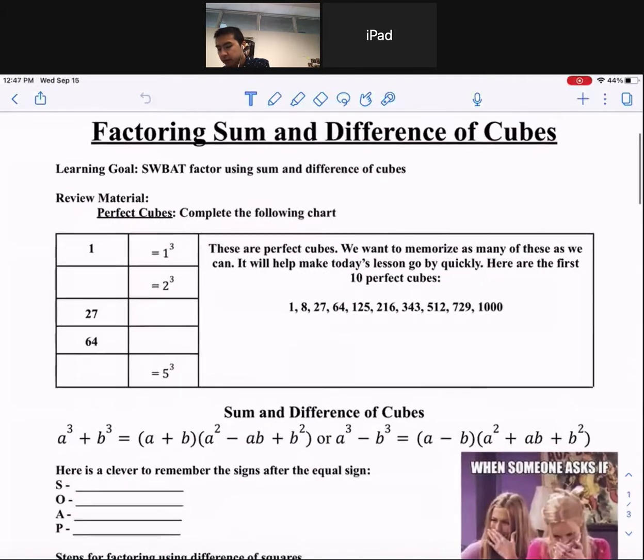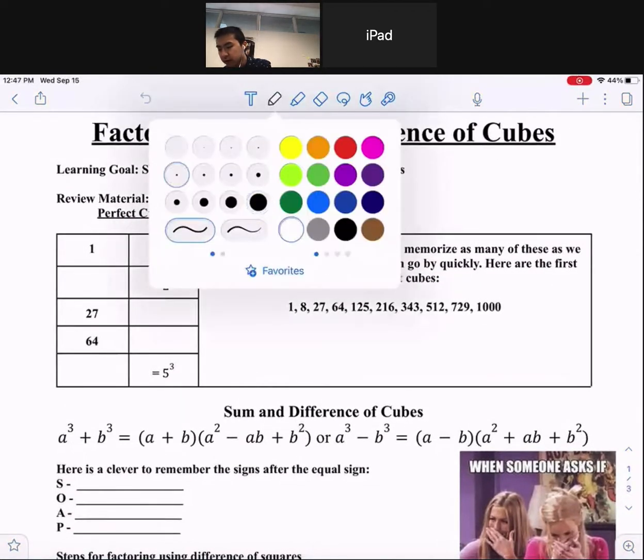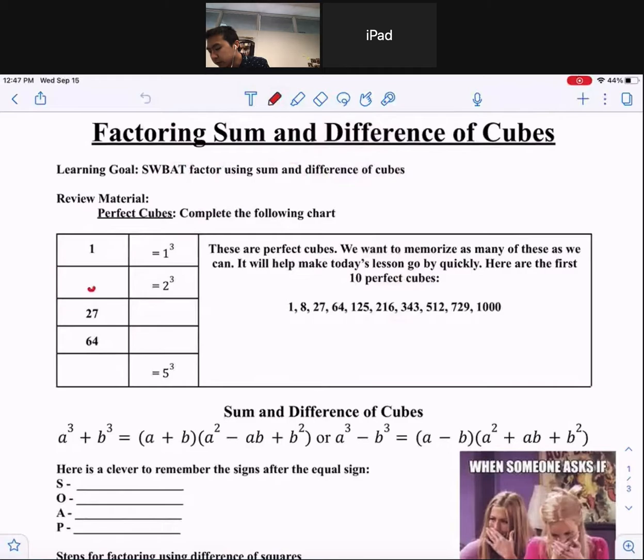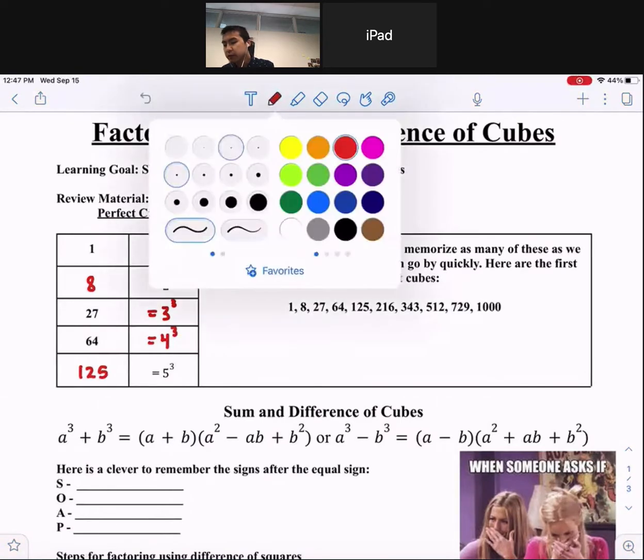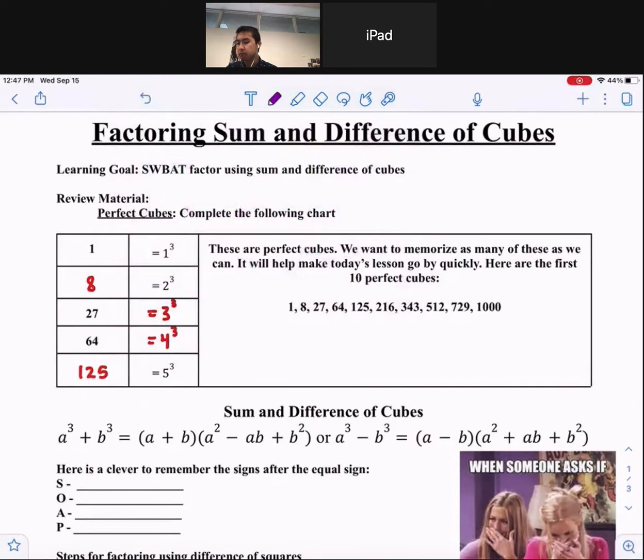Now, if you fill out this chart right here, 2 to the third is 8. This is 3 to the third, because 3 times 3 times 3 is 27. 64 is 4 to the third power. And 5 to the third power is 125. This is basically to help you identify your perfect cubes.